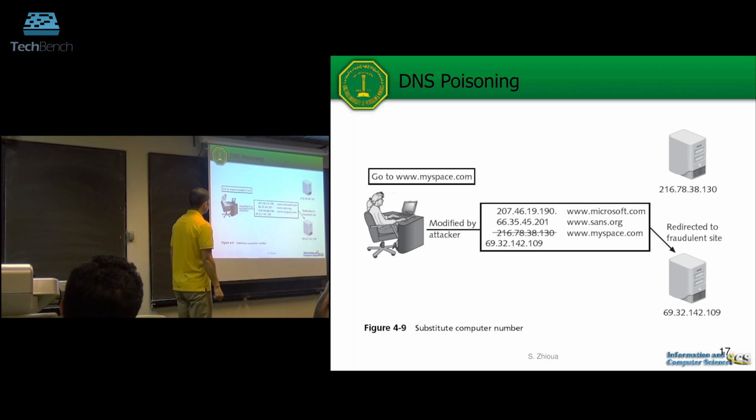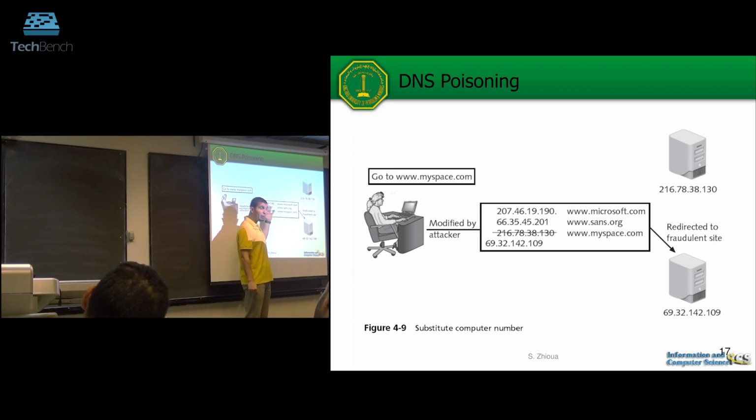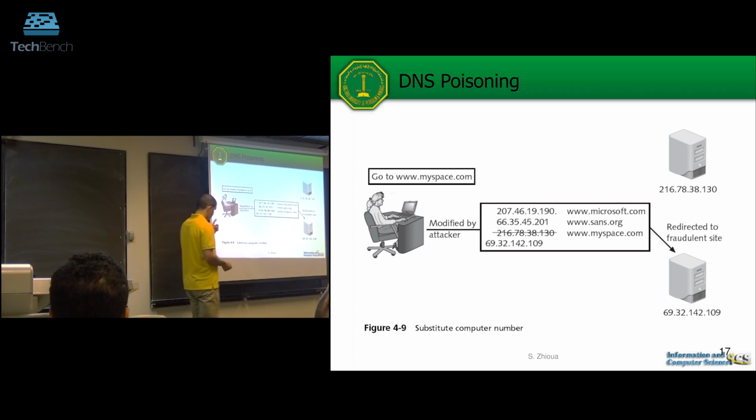So here, if the user asks for the IP of a certain domain, and the attacker can replace or change that mapping, this is basically DNS poisoning. So this is the idea.